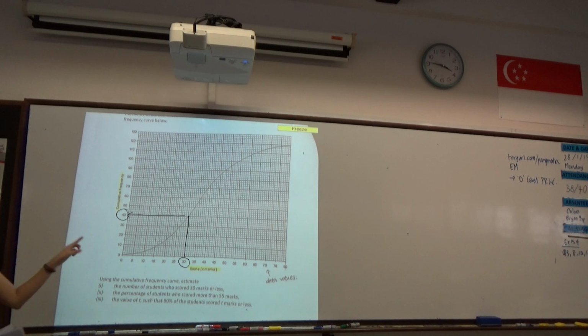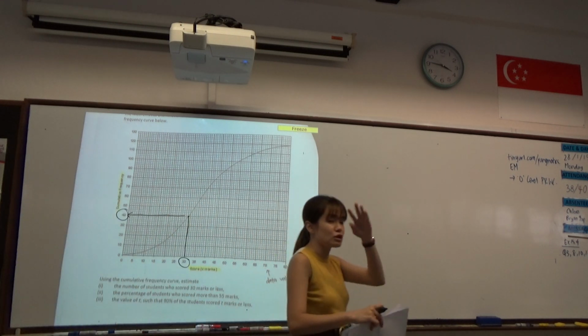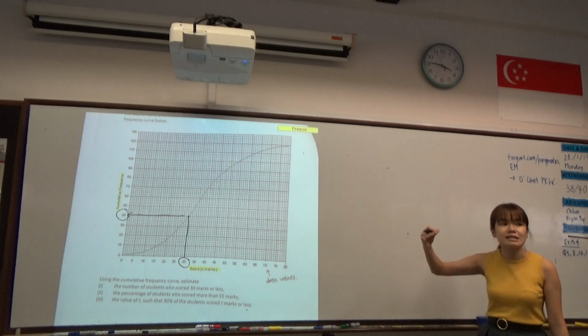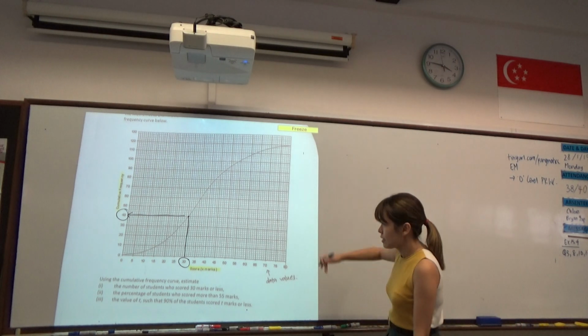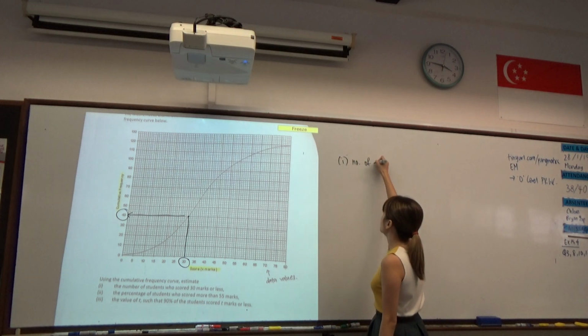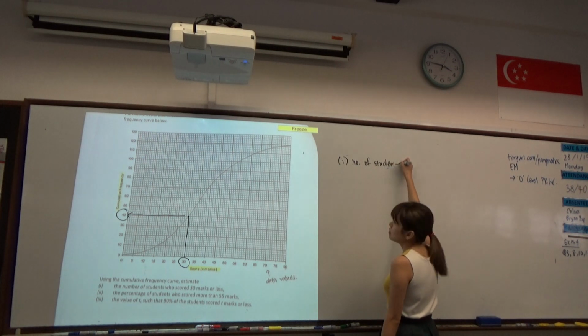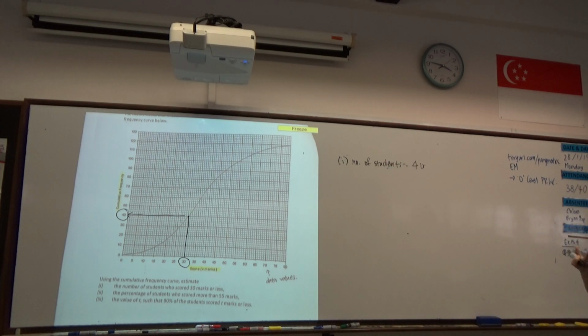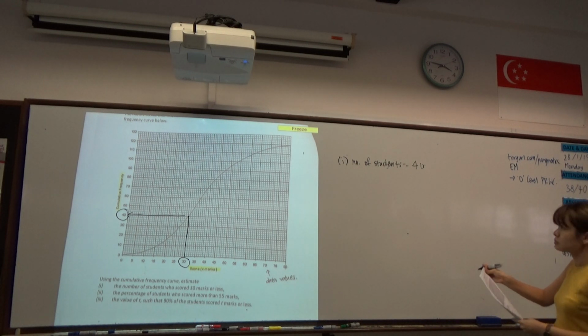So it is about how we translate the things from the table over to the curve. So it will always be less than or equals to. So in part 1, the number of students. So we write on the table? Yes, right on the space provided. Number of students equals 40.